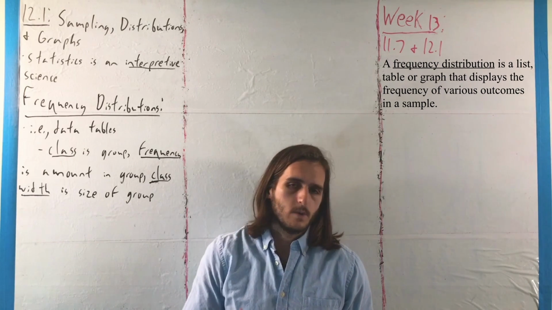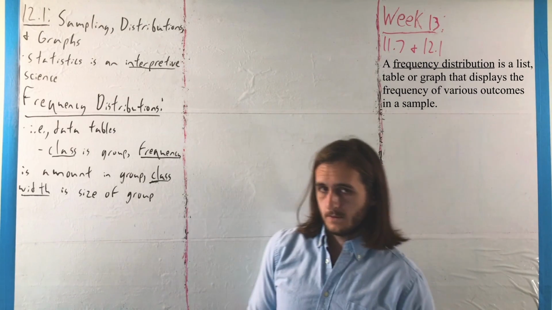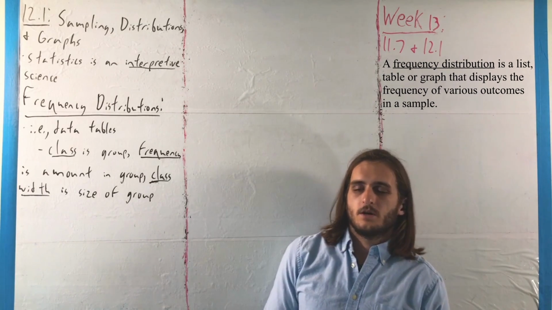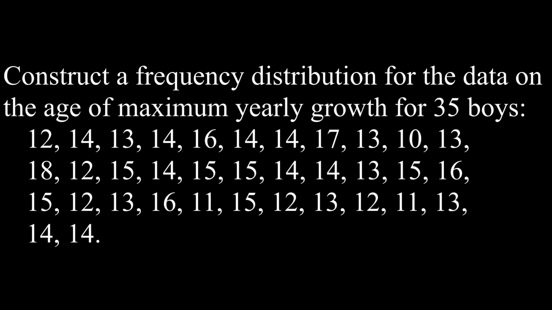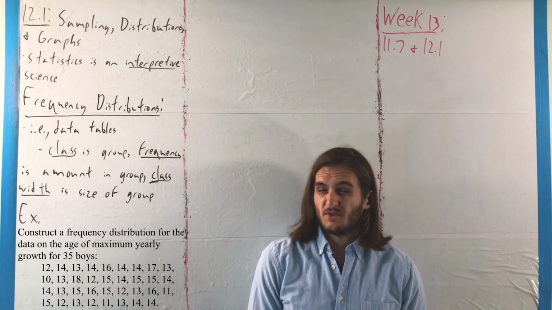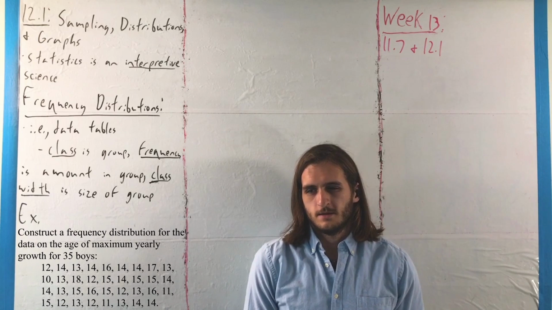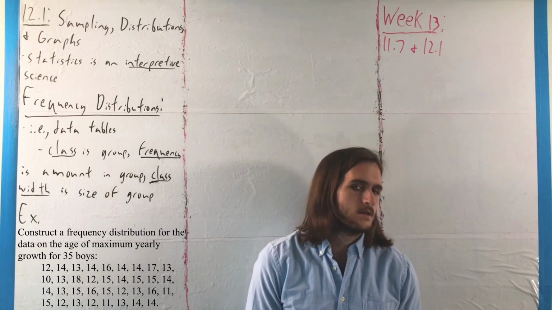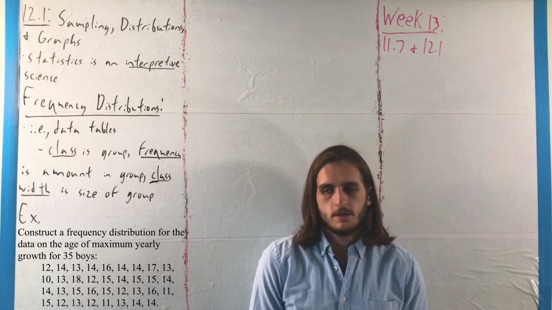But anyway, let's get a quick example for the types of things that we might look at when given a frequency distribution, and then we'll get an example for talking about how you might want to create one. For this, you want to construct a frequency distribution for the given data on the age of maximum yearly growth for 35 boys, where, sorry, but I'm not going to read all 35 of those numbers because it's a bit of a jumbled mess, and also, well, we're not going to get a table and interpret it first. We're going to make the table, and I misspoke a little bit earlier, but, well, we're going to see why you'd want to do this anyway.